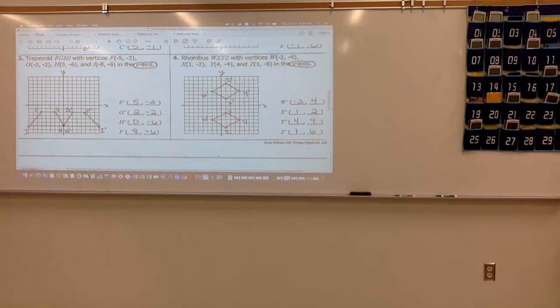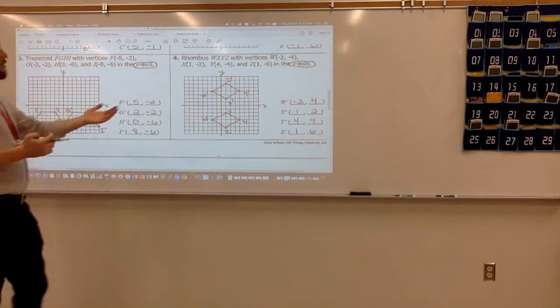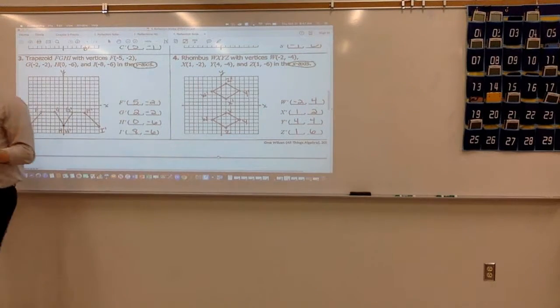Then number 4, flipping across the x-axis, we should end up with something like this. You'll have a gap. Right? Questions on those? Feel okay with reflections so far?